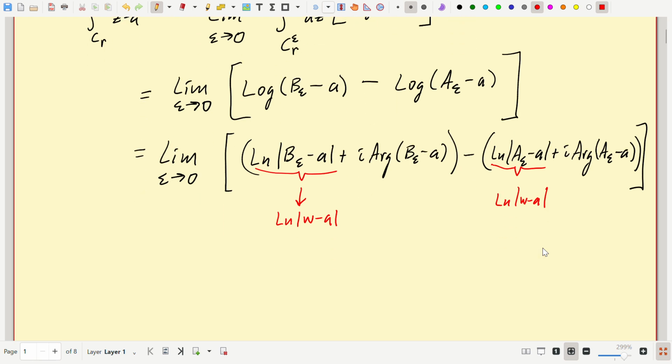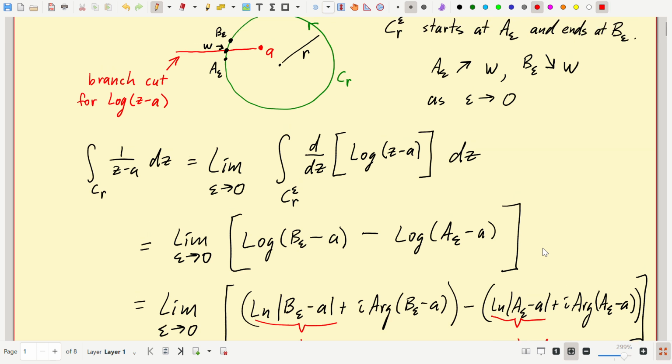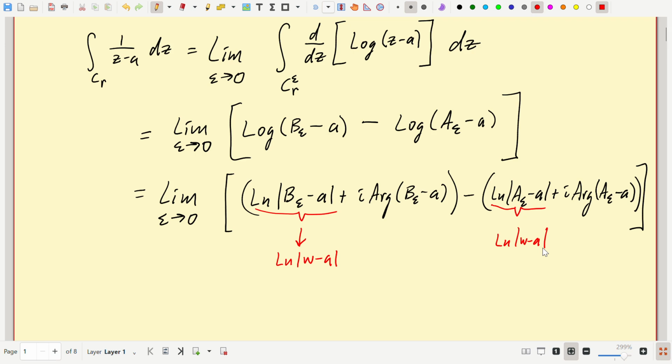The real part's going to cancel. And look at this one: as b epsilon slides down to the red line there, that argument is approaching pi from the top. And when a sub epsilon slides up, that argument is approaching minus pi, because that's where the branch cut has the jump. And that's exactly what causes this integral to have a limit that's not 0. So this one's going to tend to pi as epsilon goes to 0, and this one's going to tend to minus pi as epsilon goes to 0.